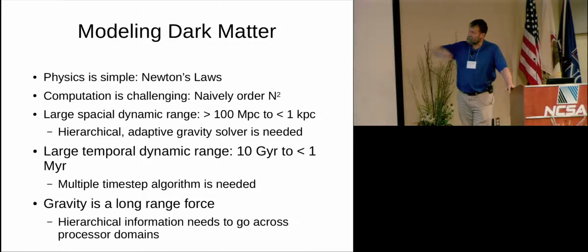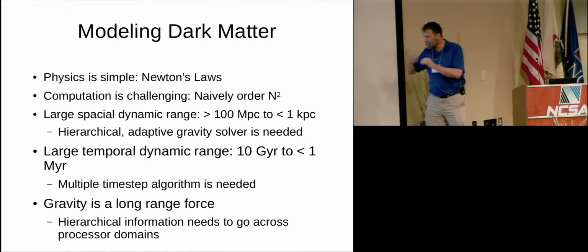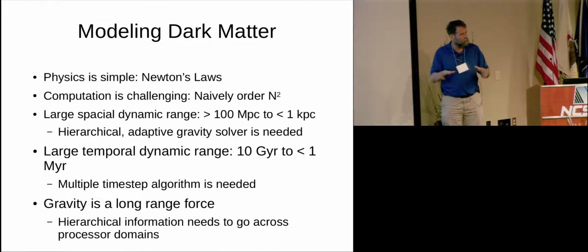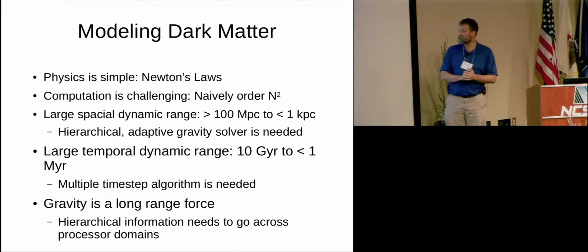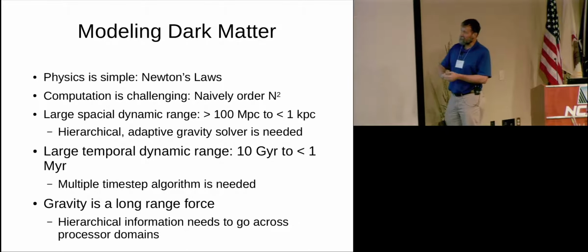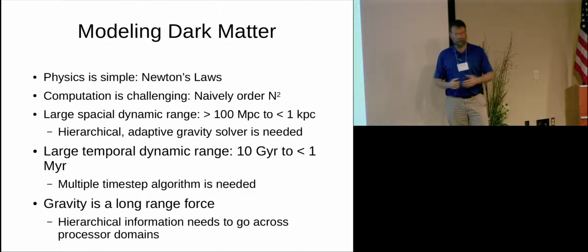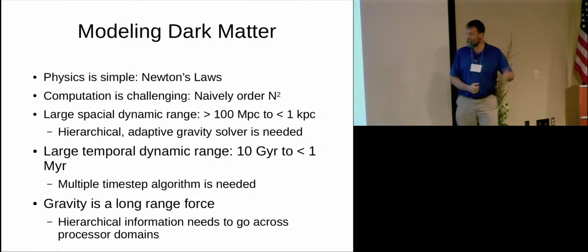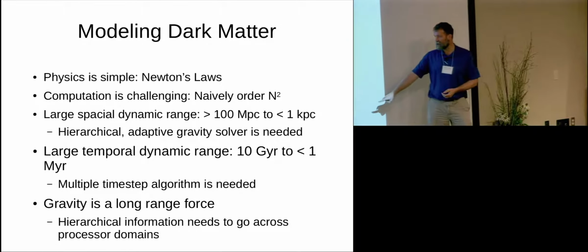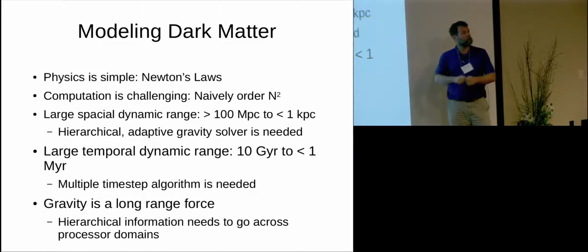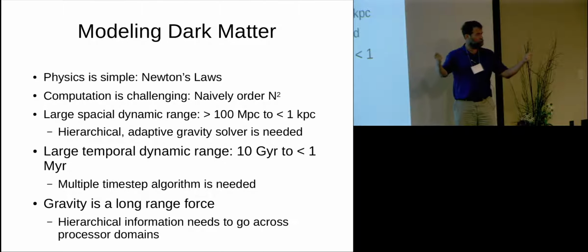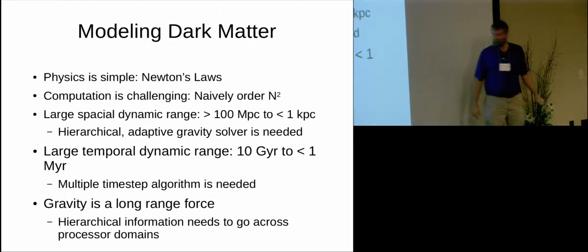The other thing that makes it hard, as I specify here, is this large spatial range that I've already talked about, and that motivates me and others to use these tree structures to make divide and conquer algorithms to solve it. With the spatial range is a large temporal range, so many time steps, similar to the issues that we heard about from NAMD. And then because gravity is a long range force, we need to communicate information across many processor domains in order to do the calculation.